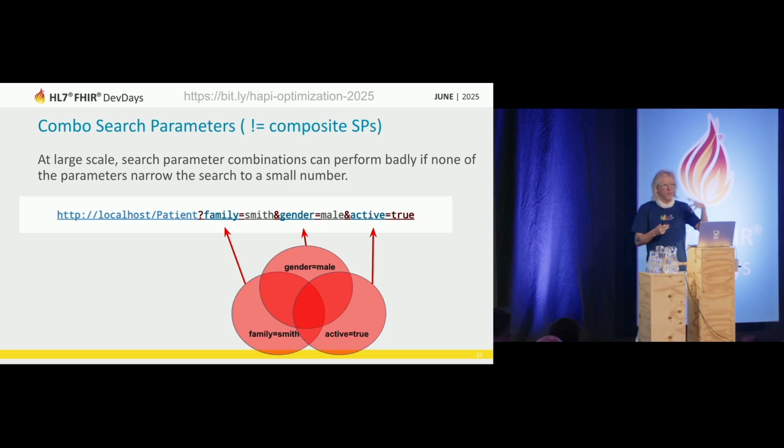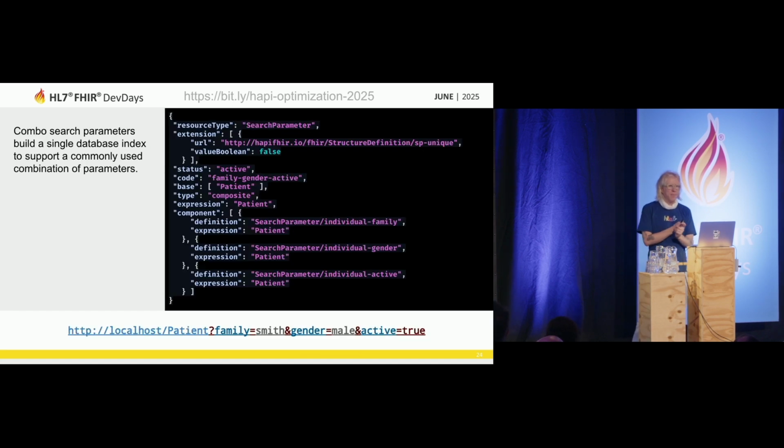So if you know that you've got a screen in your UI that specifically requires a user to enter the family name, the gender, and active, true or false, kind of a contrived example, but if you know that you're going to be using those 3 search parameters together often, you can index the combination together, and you will get a blazing fast search for that combination through a dedicated index.